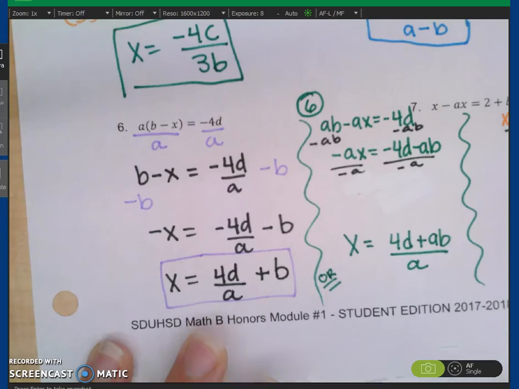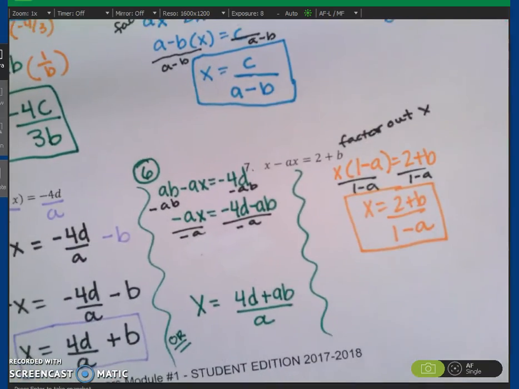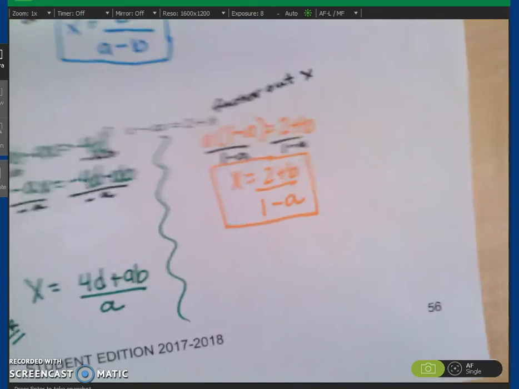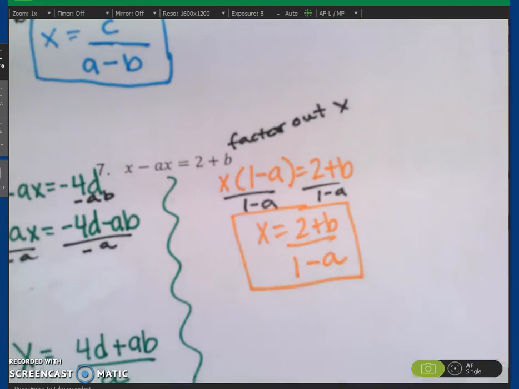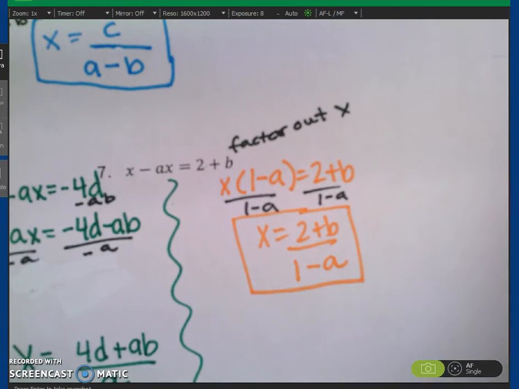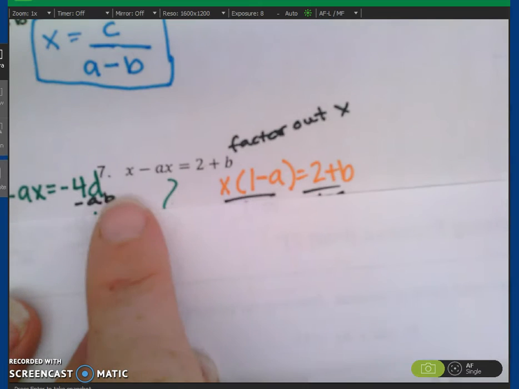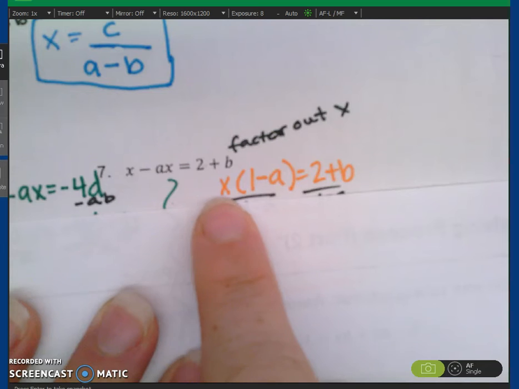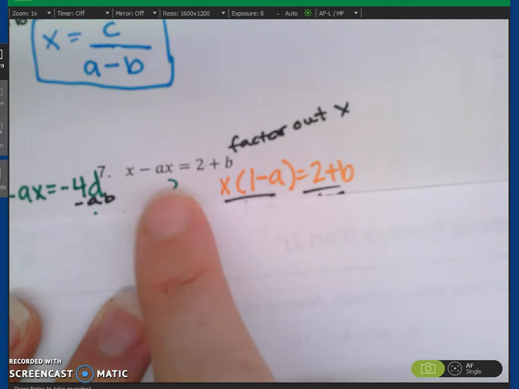Awesome. Last one, number 7. Number 7, the first thing I wanted to look at on number 7 was factoring out my common factor of x. When I did that, I noticed that since x has a factor of x and -ax has a factor of x, when I pulled x out, x times 1 is x and x times -a is -ax equals 2 plus b.